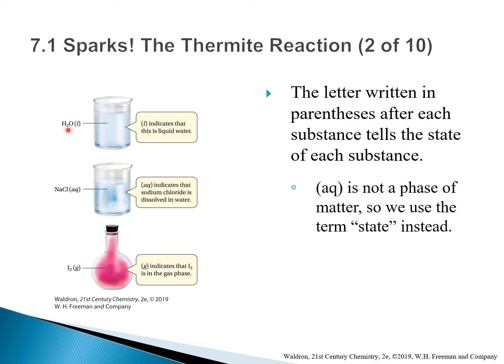For example, H2O followed by an L. This L indicates that this is liquid water. Down below, we have iodine followed by a letter G. G indicates the iodine is in the gas phase. Most commonly, we'll have S for solid phase. However, when a solid is dissolved in water, we often write AQ to indicate it is an aqueous solution. Aqueous is not a phase of matter like solid, liquid, or gas, so we use the term state instead.